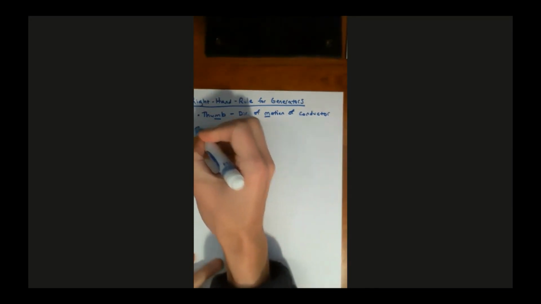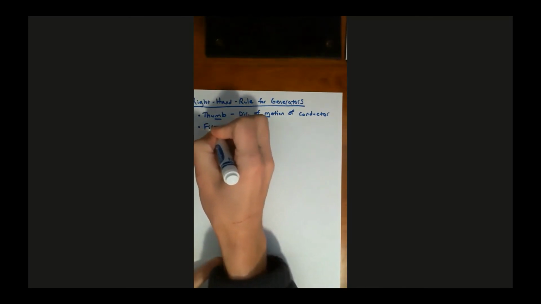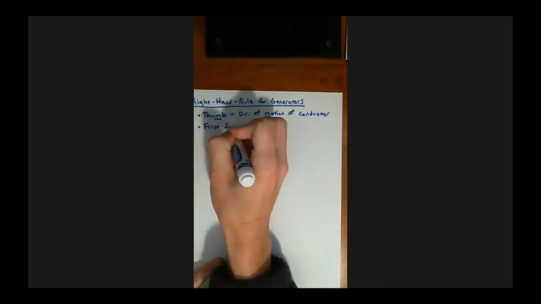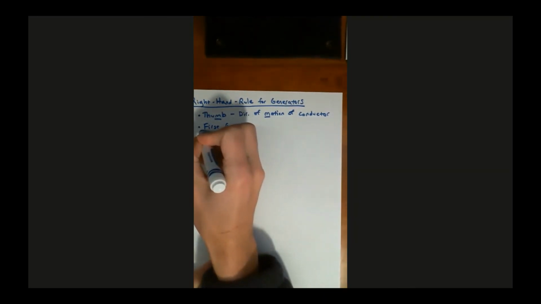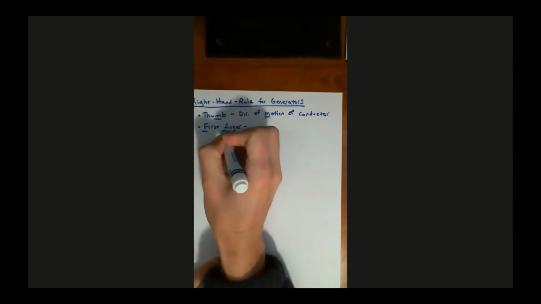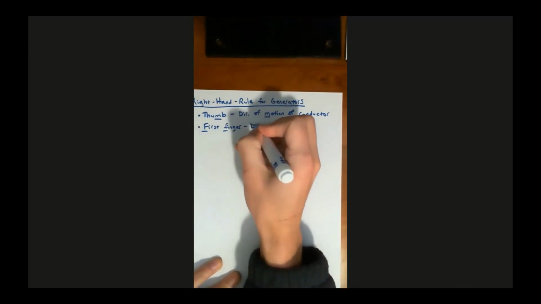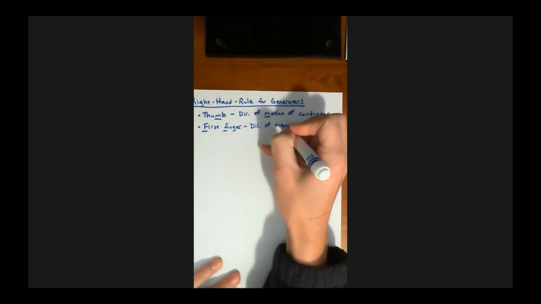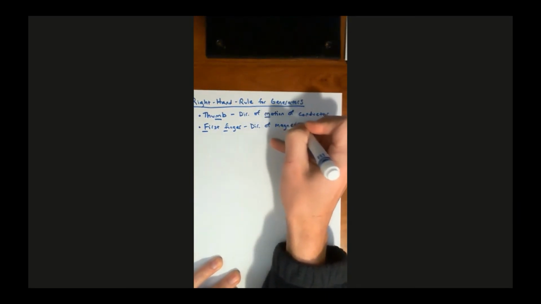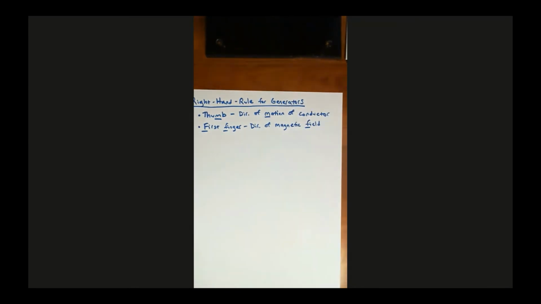The second thing is your first finger. For this one, emphasize the F sound in first finger, because that is going to tell you the direction of the magnetic field. So emphasize the F in field.